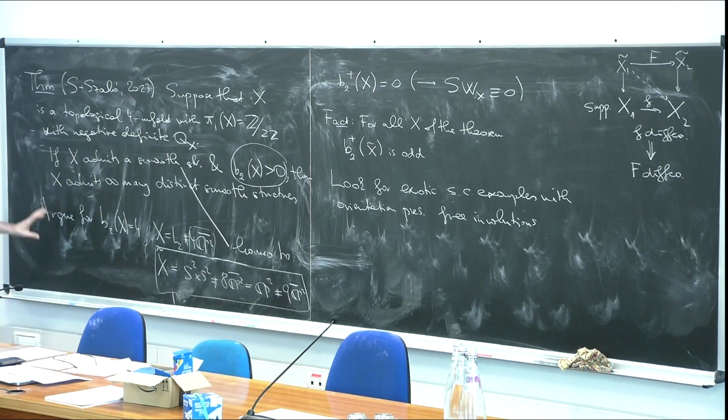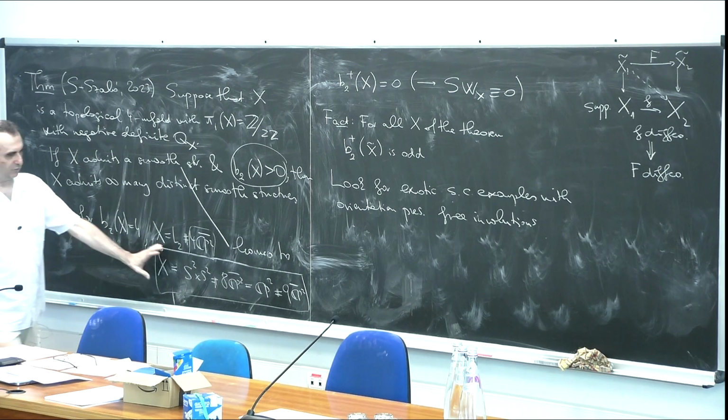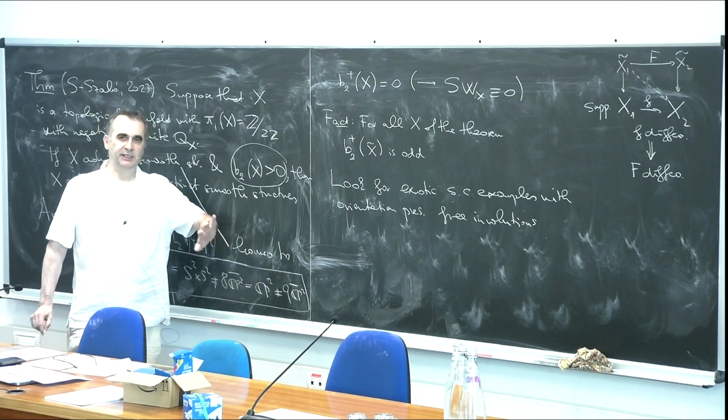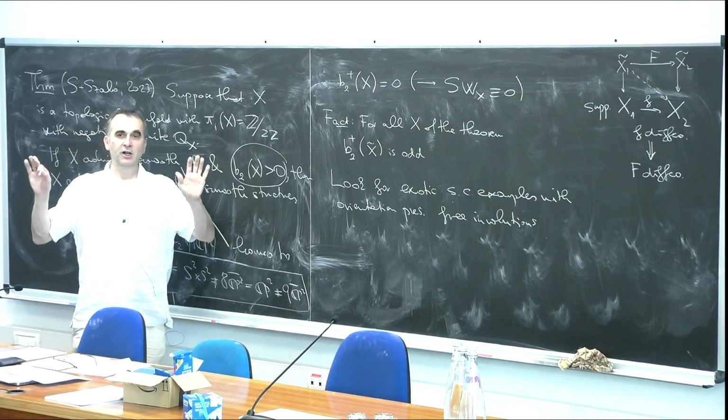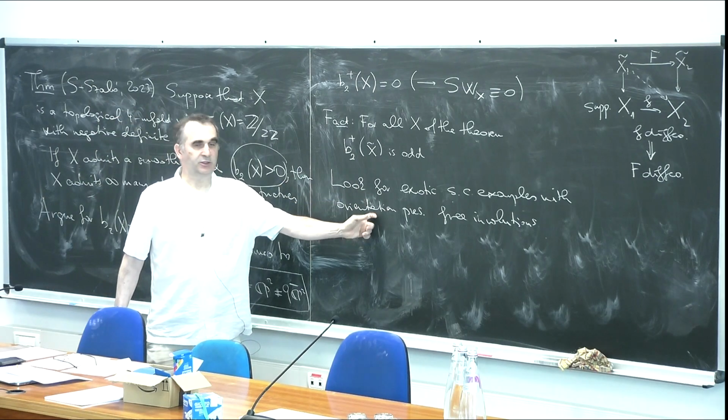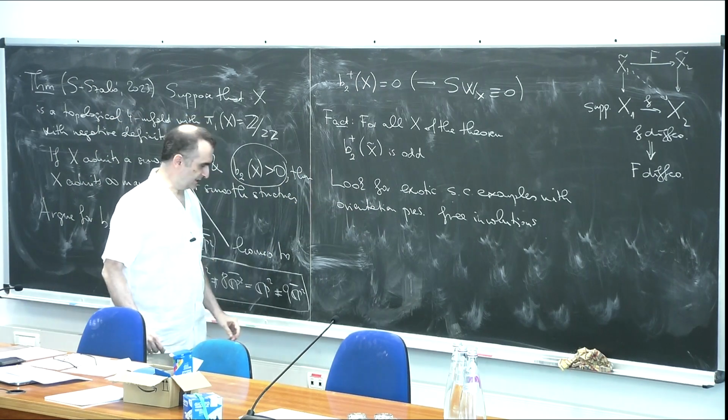So when I promise an argument for this special case, what I really have to do is to consider this topological 4-manifold, and equip it with infinitely many smooth structures, all coming with an orientation-preserving free involution. And this is exactly what I would like to do.